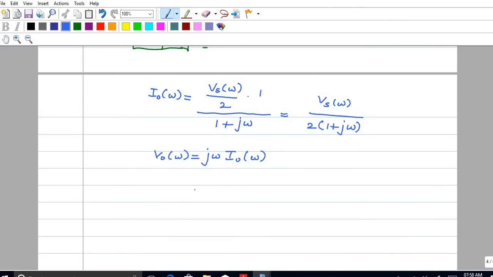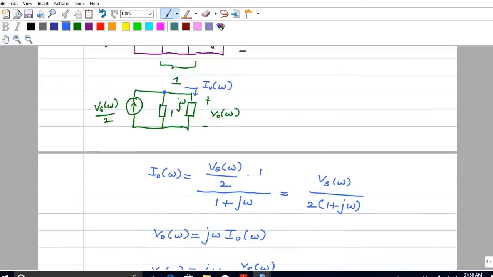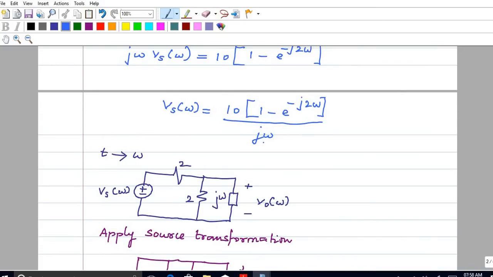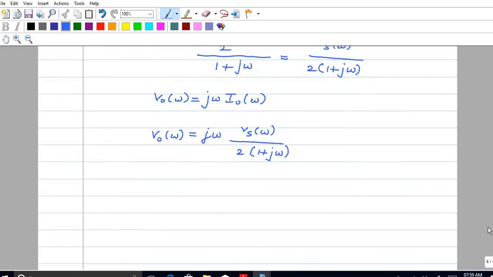Let me substitute that I naught of omega here. j omega Vs of omega divided by 2 into 1 plus j omega. We know what Vs of omega is. This is the Fourier transform of the given signal, which we initially calculated. I am going to substitute this result here. So j omega by 2 into 1 plus j omega.